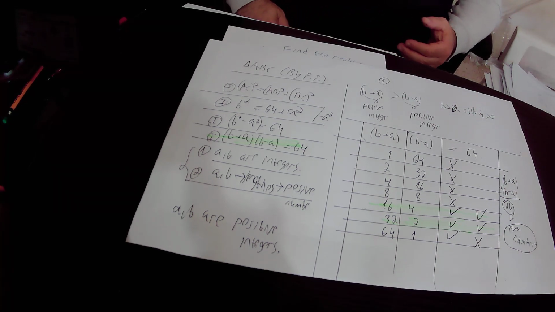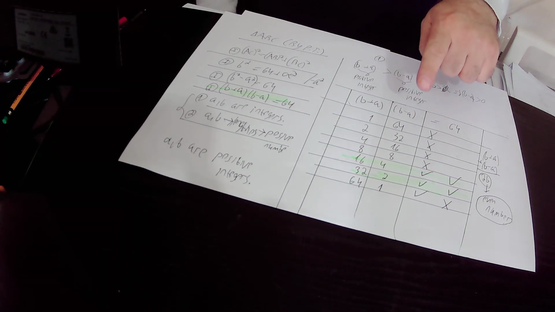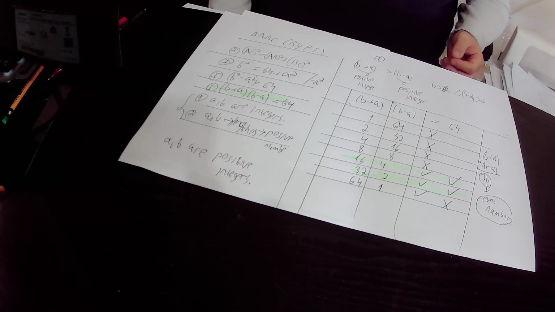And then we wrote down all the possibilities that the multiplication of two positive integers by each other will give us the result of 64. So all the possibilities are 1 and 64, 2 and 32, 4 and 16, 8 and 8, 16 and 4, 32 and 2, and 64 and 1. So we have 7 possibilities that the multiplication of two positive integers by each other will give us 64.